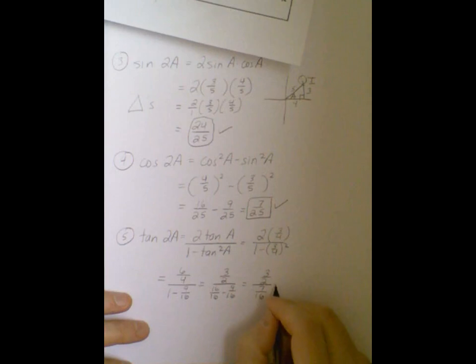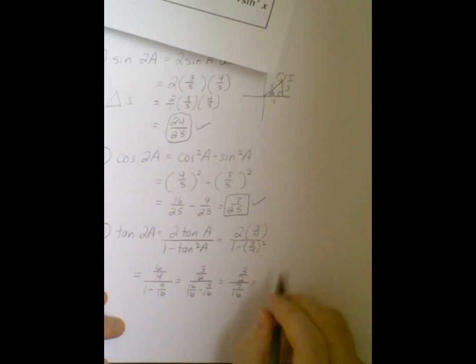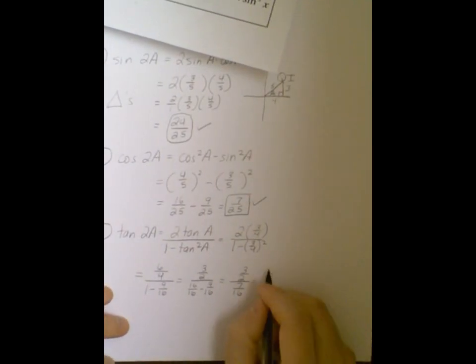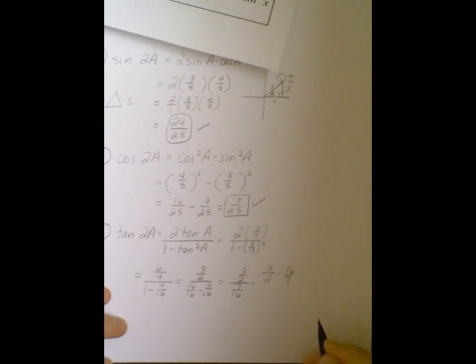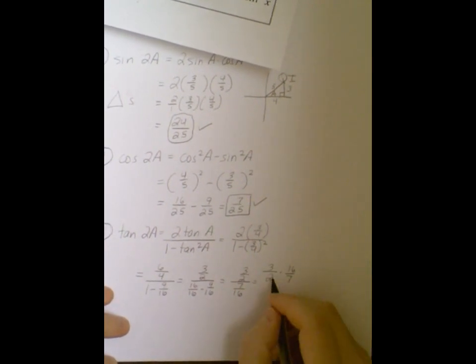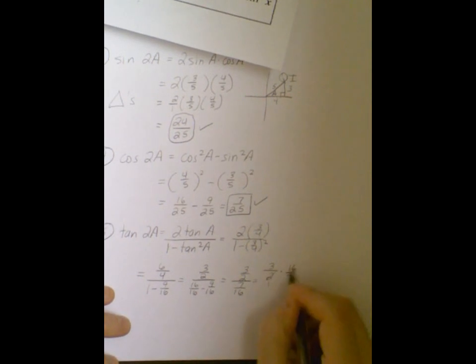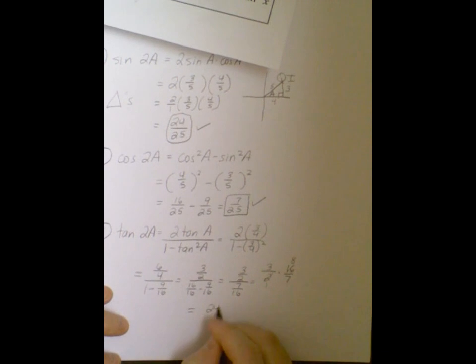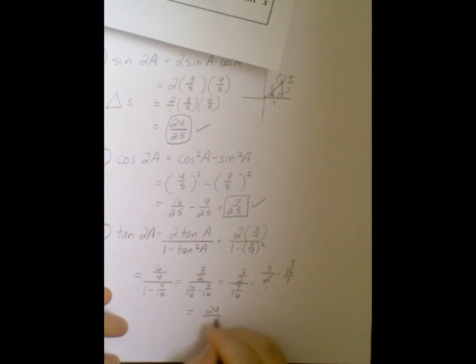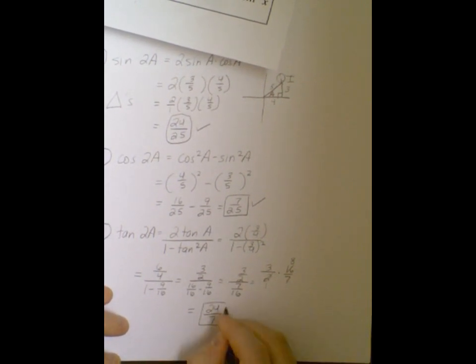All right, let's multiply by the reciprocal of the denominator. I get 3 over 2 times 16 over 7. If you see, you do have a little bit of canceling here, I can divide by 2, and multiplying across, I get 24 over 7. That's the tan of the double angle.